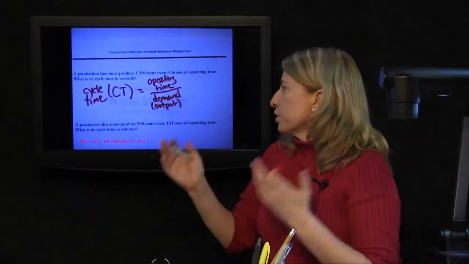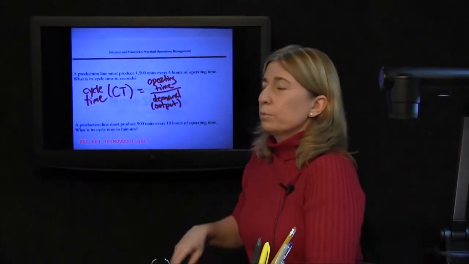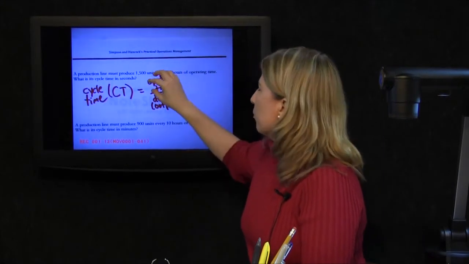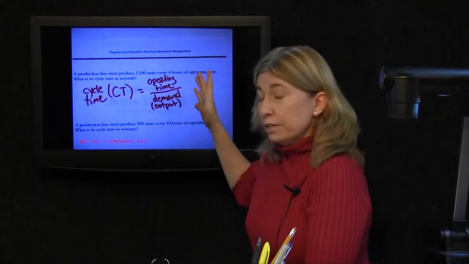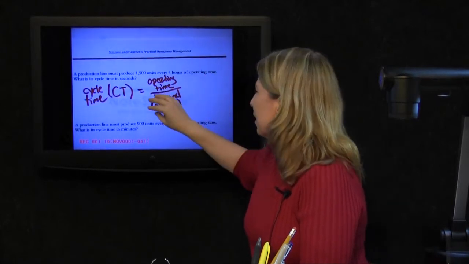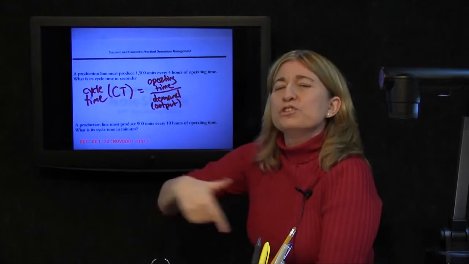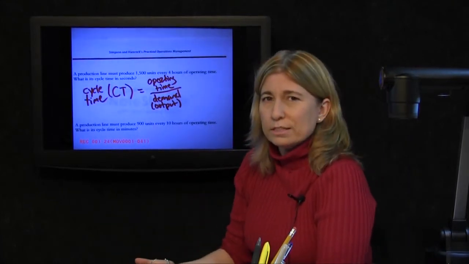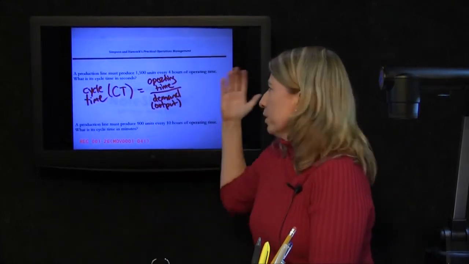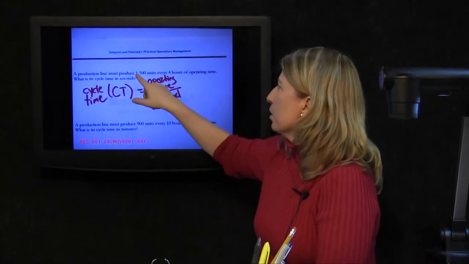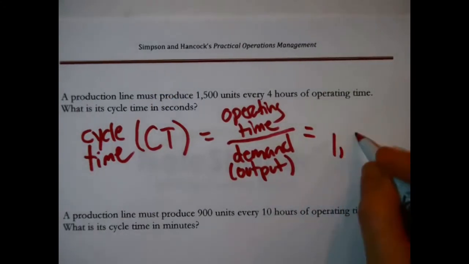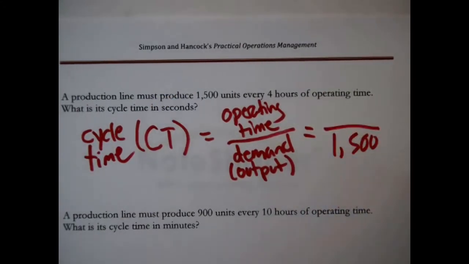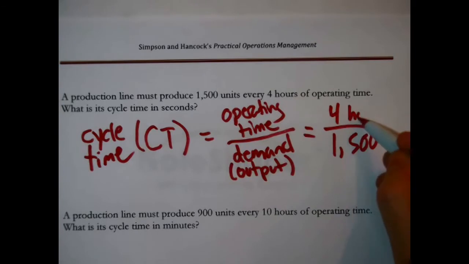Okay, so first off, determining cycle time looks pretty simple at first. It's just a ratio. Operating time is how long the line will run. Remember, it's not even designed yet, but you need that information. And then this demand or output in the denominator is how much you want it to produce in that time. Well, this one sentence problem gave us that. It said it must produce 1,500 units. That's actually the denominator. Every 4 hours.